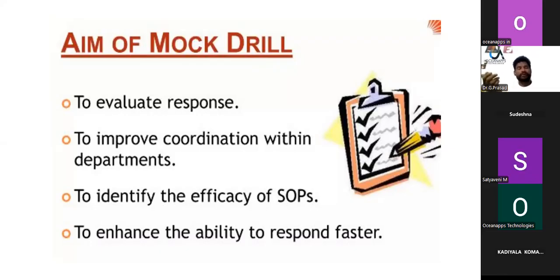Third one, to identify the efficiency of SOPs. I already told you that for emergency situations we can have SOPs. And fourth one, to enhance the ability to respond faster, meaning how quickly we react. So we can describe all such things under the objectives.